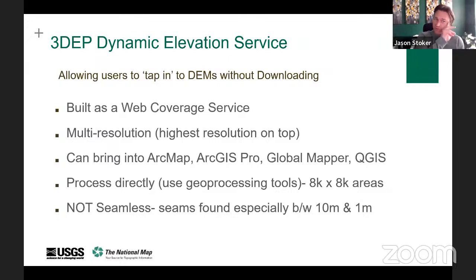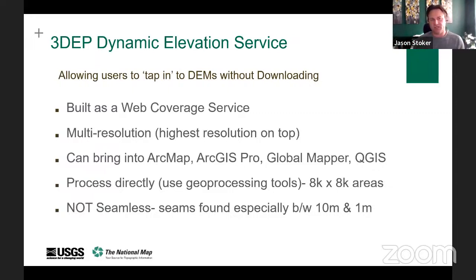On the raster side, we've built something called the dynamic elevation service. It's a web coverage service. We've taken all these rasters that we have and put them together in a mosaic data set. We put the highest resolution or the newest data on top, so what you see is what we call our best available data.